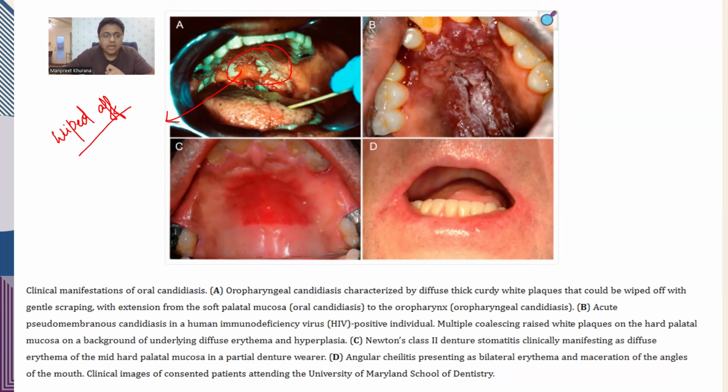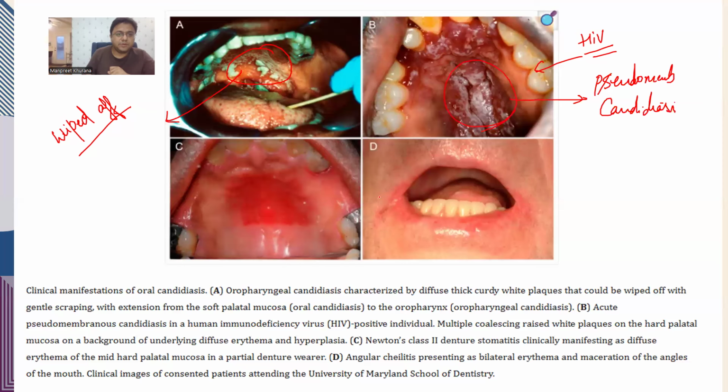In picture number 2, we have acute pseudomembranous candidiasis. It is in an HIV patient, so this is a case where there is immunosuppression. There are multiple coalescing raised white plaques on the hard palatal mucosa, on a background of underlying diffuse erythema and hyperplasia. So if you see this area, right? There is diffuse erythema and hyperplasia. So this is known as acute pseudomembranous candidiasis.